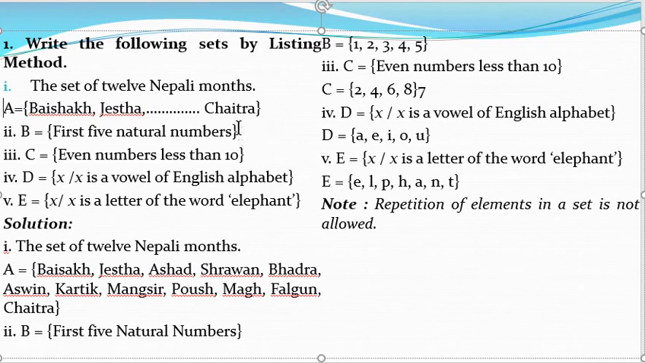Similarly, another question: first 5 natural numbers. What can be the natural numbers, tell me? Only 5 natural numbers. Natural numbers start with 1. So one, two, three, four, five. You will be writing 1 comma 2 comma 3 comma 4 comma 5, like that.